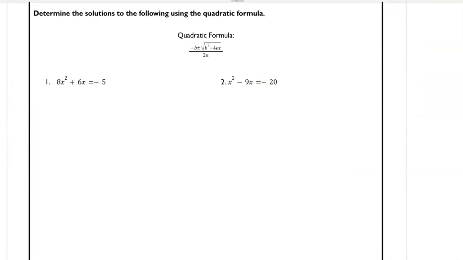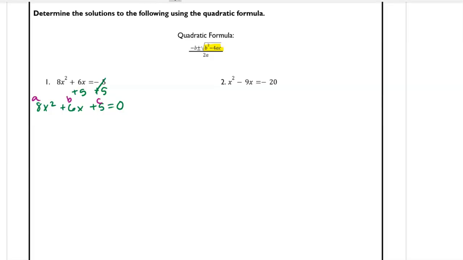All right, moving on to the last 2 problems. It says, determine the solutions to the following using the quadratic formula. So, of course, we're going to calculate that discriminant first, and then plug it back into the formula. So, first things first, we need our equation in standard form. 1 and 2 are not in standard form. We would need to add 5 to the left to get it in standard form. Now we can go into labeling our A, B, and C.